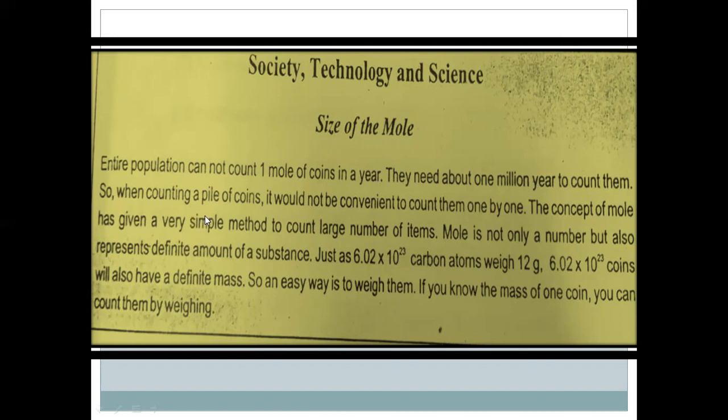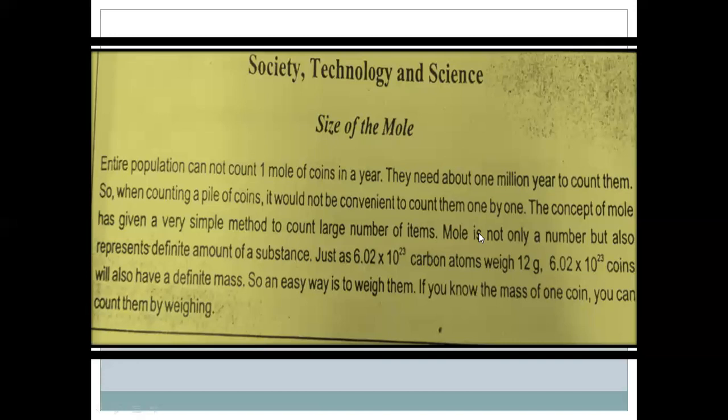So when counting a pile of coins, it will not be convenient to count them one by one, because this large number of coins cannot be counted. It is not possible to count them. So the easiest way is if we know the mass of one coin. Suppose the mass of one coin is 12 grams. So we will just find out the total mass of all the coins present in that bag or in that pile. So weighing is an easy matter.